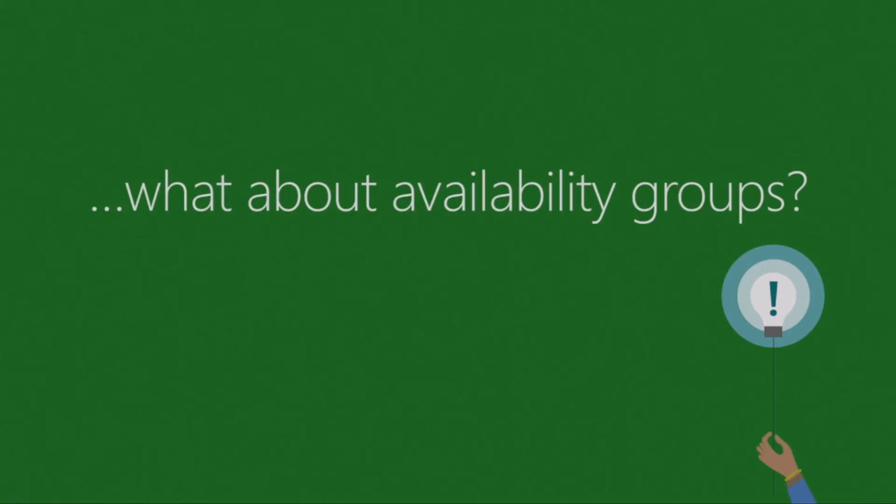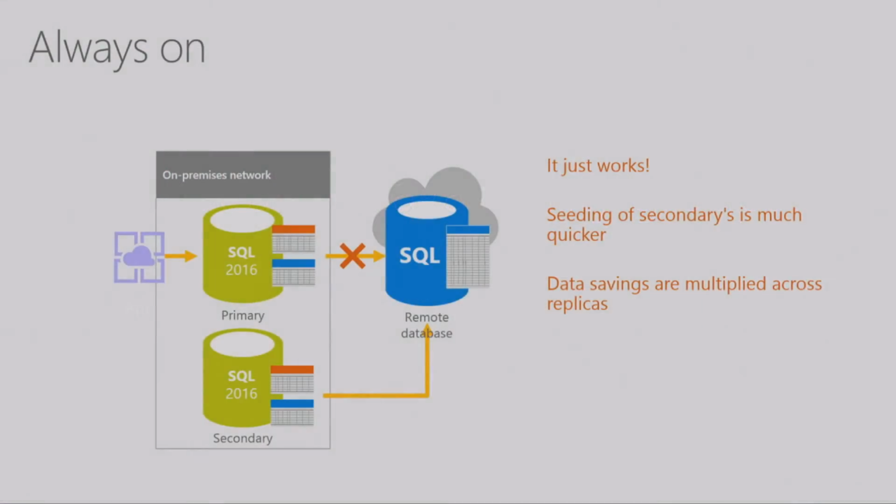Availability groups. It just works. If your primary is a Stretch database, there is only going to be one instance of the actual cold data. So you have your primary and secondary. If your primary falls over, the secondary will automatically pick up and authorize its connection with the cold data. So it makes, obviously, seeding of the secondaries much quicker, and you get data savings across multiple replicas. Any questions?